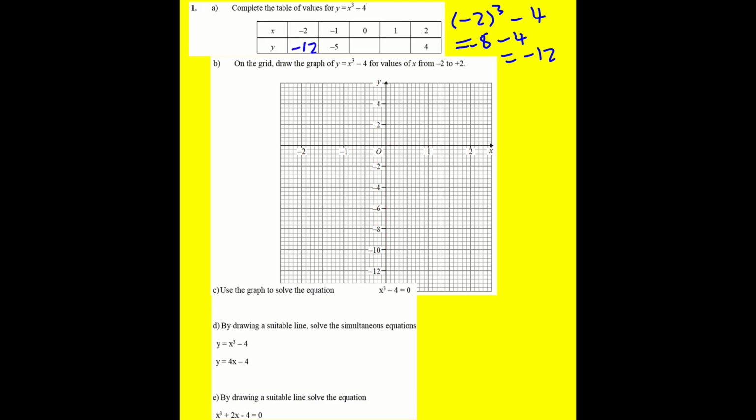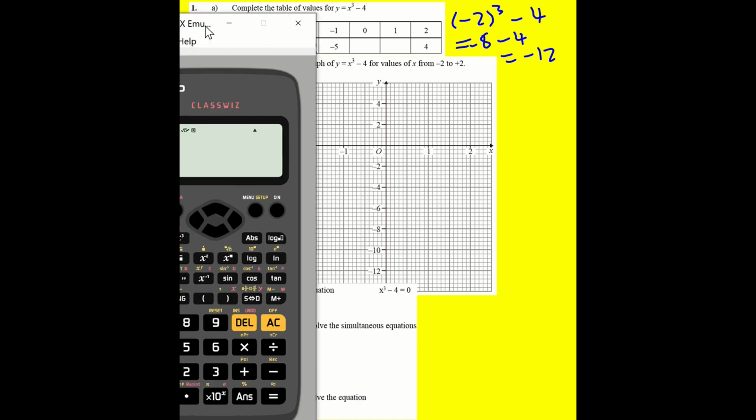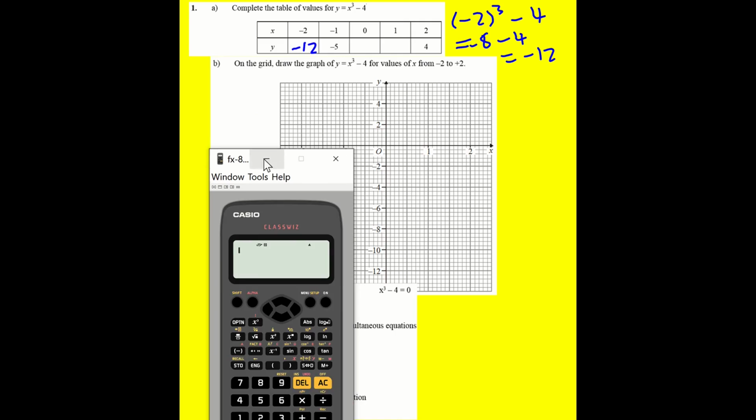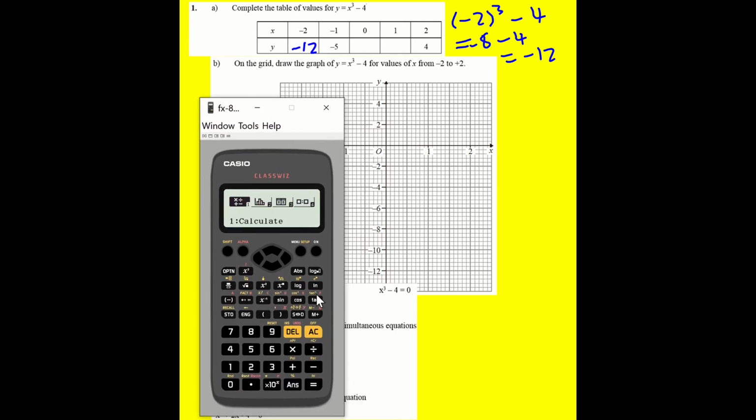And fill it in and do it like that, etc. for the other two. Or you can use the table function on your calculator. I'm just going to remind you how to do that. Okay, we go to menu, we go along to table. Yours might be slightly different. We type in the function x cubed minus 4 equals, I'm not interested what g of x is. I'm going to start at minus 2. I'm going to end at 2. I'm going to go up in steps of 1, and we get this table very quickly.